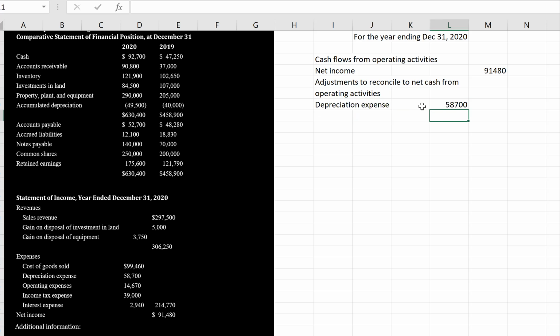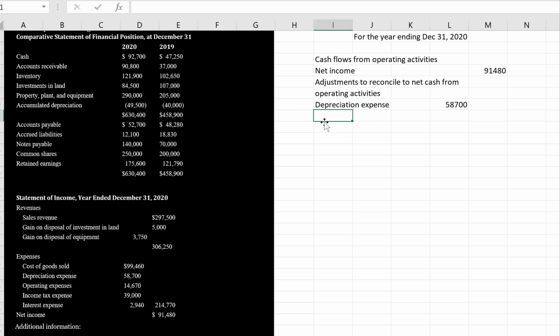$58,700, and I'm adding that back because depreciation expense would have been deducted from net income. And so by adding it back, I'm basically negating the impact of it on net income from a cash perspective, because from a cash flow, there was no cash outflow associated with that. So I'm basically taking net income and adjusting it from an accrual basis to a cash basis.